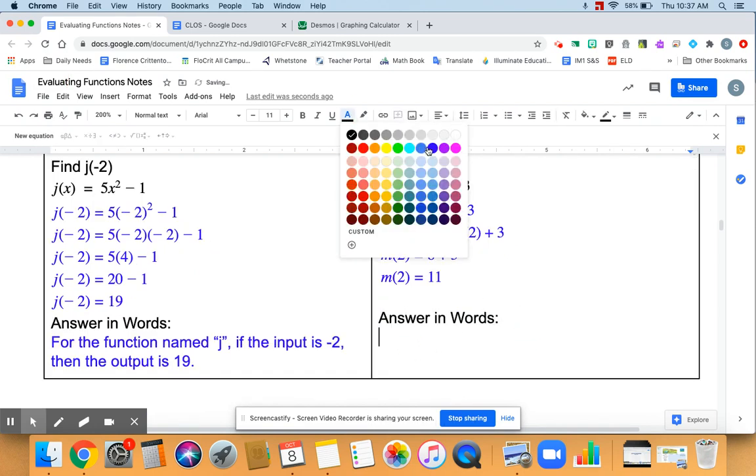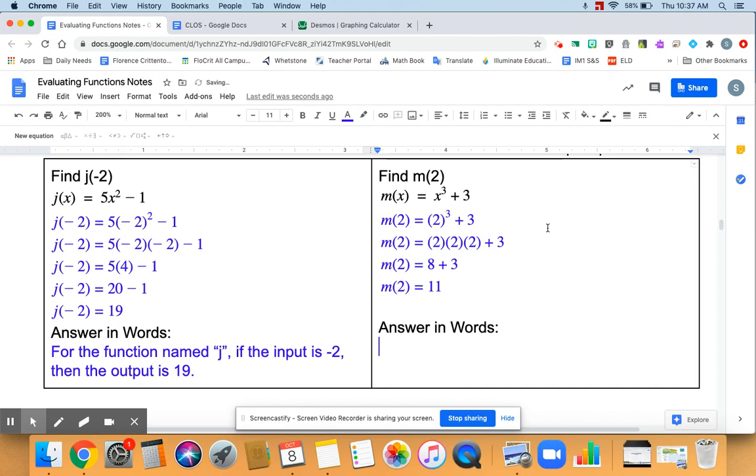So if I was asked to put my answer in words, how would you write it? Go ahead and write out the whole thing you'd think you'd have to write. Try to copy this part here, but replace it with the things for this question. So I'm going to copy and paste it. For the function named, except this time it's named m. The input is, this time it was positive 2. And the output is 11.